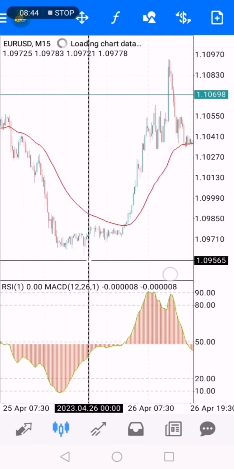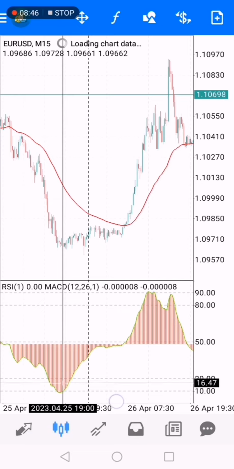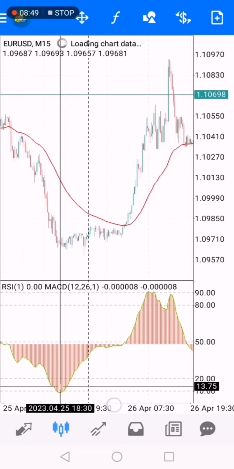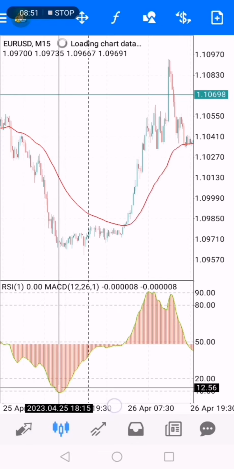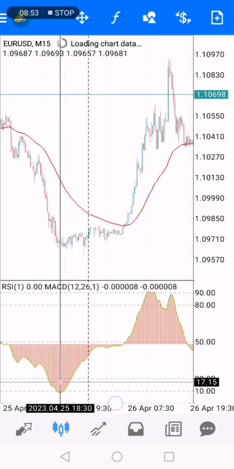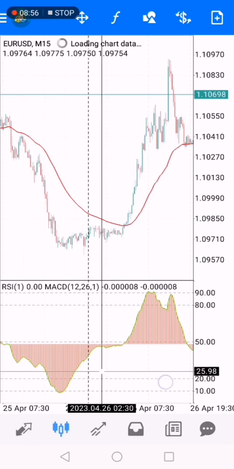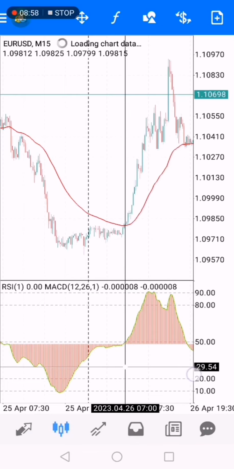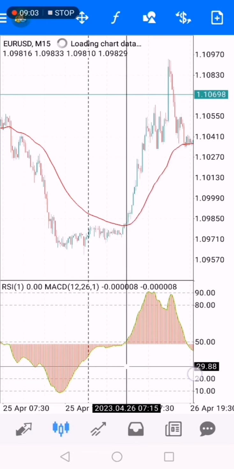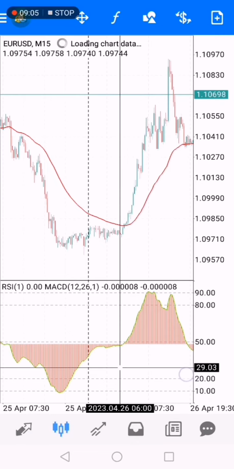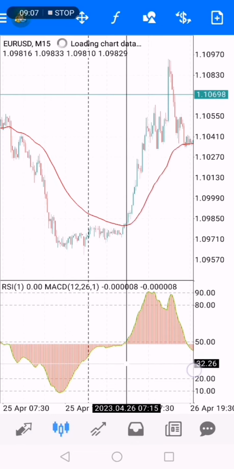Our MACD is within the range 10 to 20. So this is the first confirmation. Then we have to wait for our market to cross to be above the moving average in our main chart, like here. Then also have to make sure that the candle closes above our moving average. So it crossed and closed above our moving average.